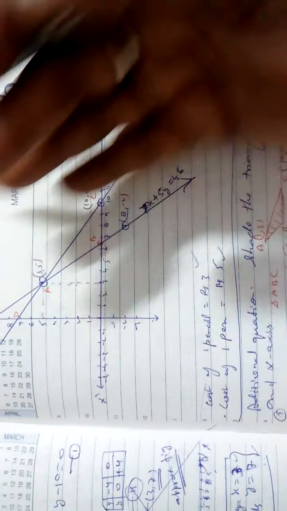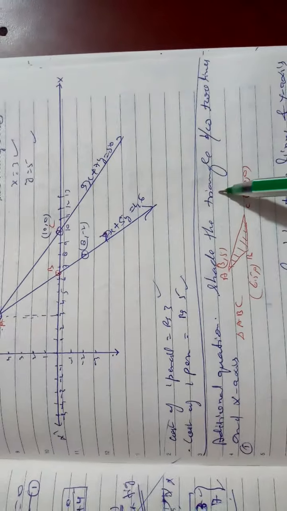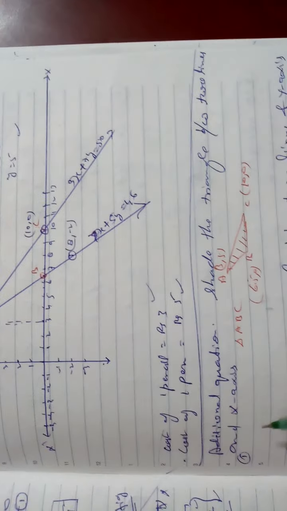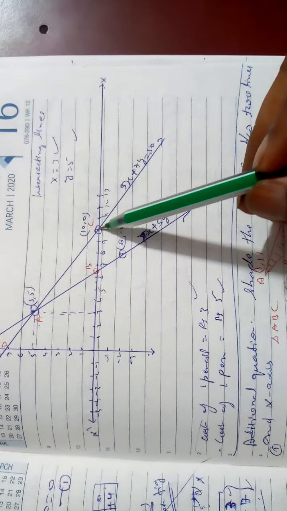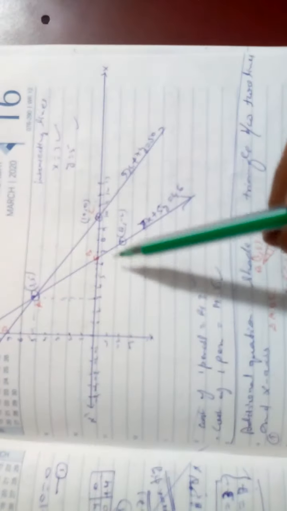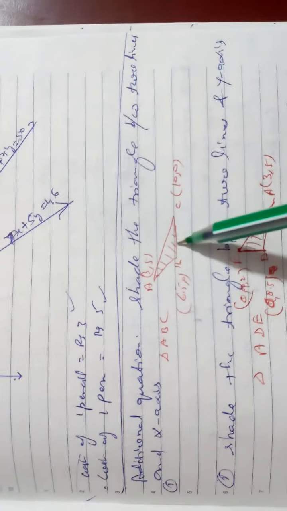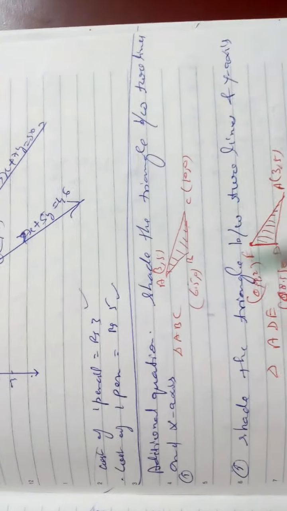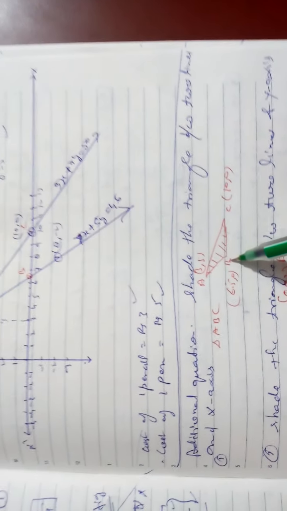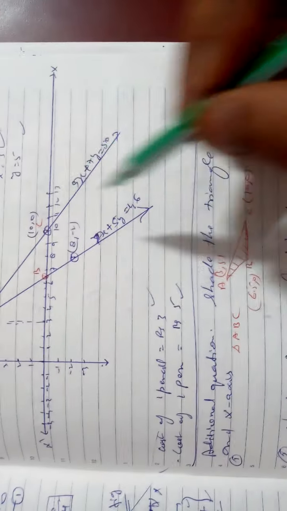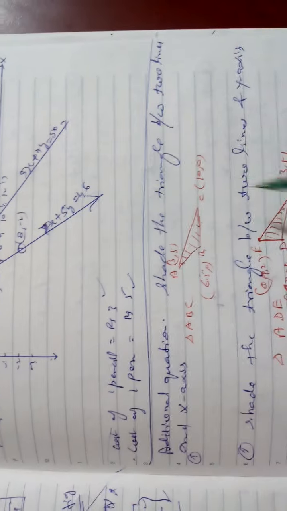But in the other part, suppose you are given an additional question based on it: set the triangle between the two lines and the x-axis. The two lines intersect here, the x-axis is here. If you want to set the triangle, then A, B and C will be here; I have drawn it separately. Like this you will set it. If you want to write the vertices, A is 3 comma 5, B is 6.5 comma 0 and C is 10 comma 0. Like this you can write the coordinates of the vertices.